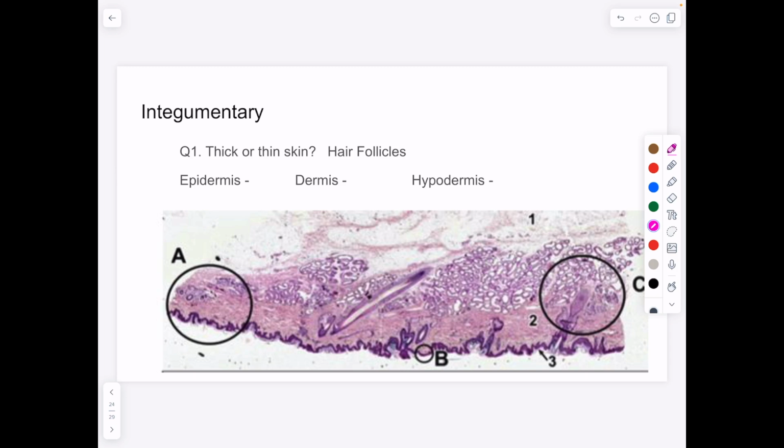All right, so what is this? Is this thick skin or thin skin? This is thin skin. Why do we know that? We have a hair follicle. This must be thin skin. Also, the epidermis appears to not be very thick, even though we're zoomed out. All right, so where is the epidermis? Epidermis is right here. Where's the dermis?